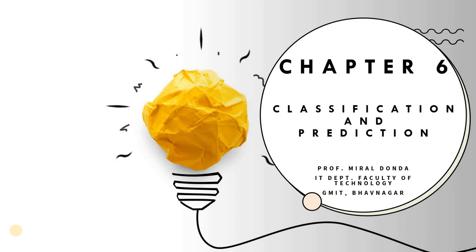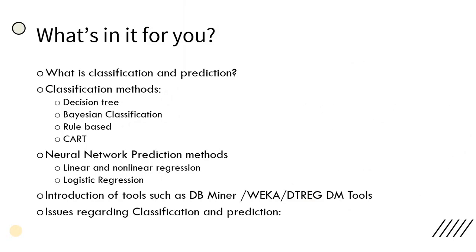In today's lecture, we are going to learn about chapter number 6, which is classification and prediction. So let's start. In this chapter, we are going to learn the concepts of what classification and prediction are, and what the classification methods are. Methods of classification are decision tree, Bayesian classification, and rule-based classification. CART is also another method of classification.